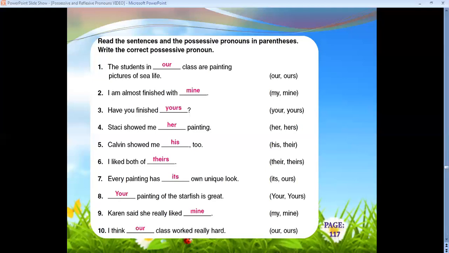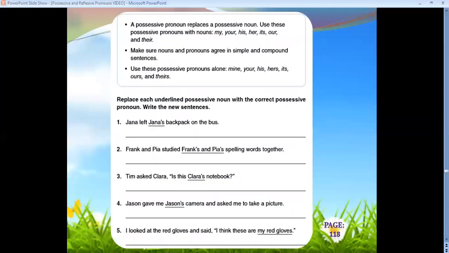Okay, great. Let's move to page 118. What do I have to do here? Let's read. Replace each underlined possessive noun with the correct possessive pronoun. And we need to write the new sentences. Great. Jana left Jana's backpack on the bus.